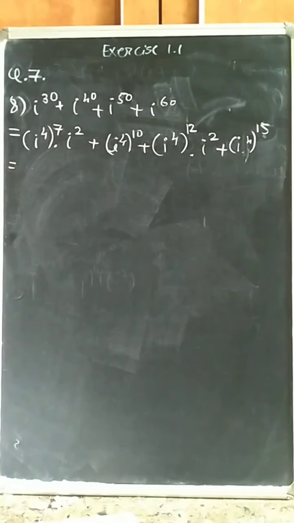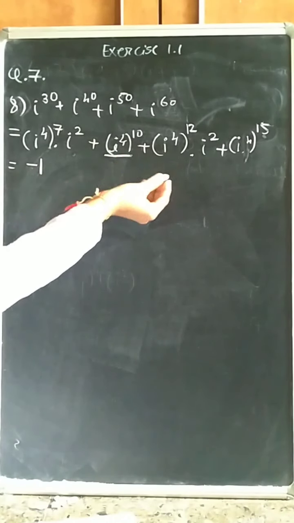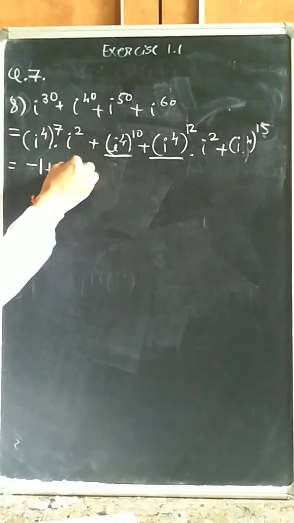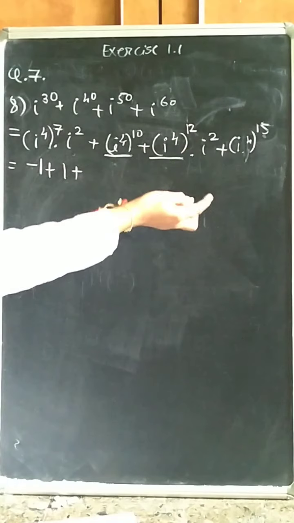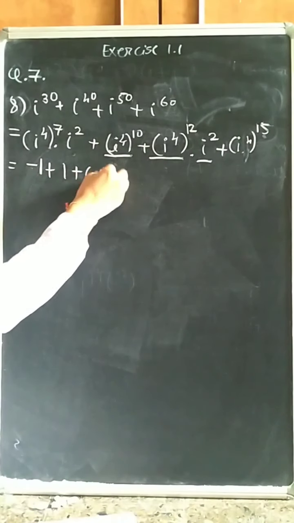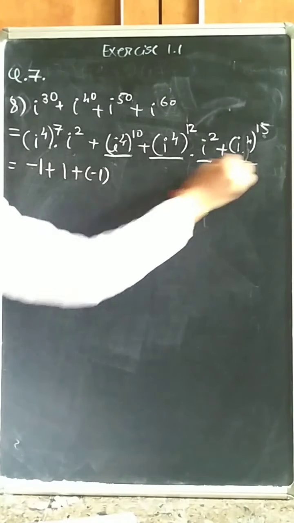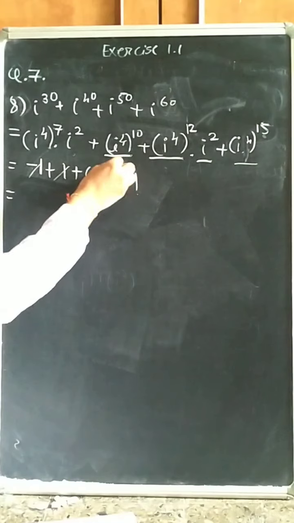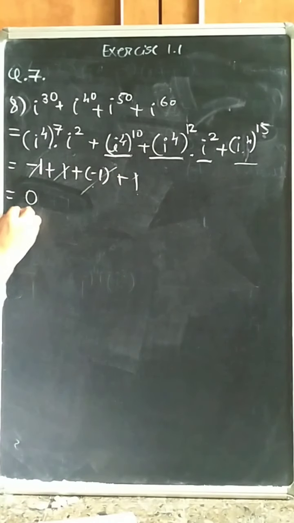i raised to 4 is 1, so 1 raised to 7 is 1. Now i square is minus 1, so here minus 1. Here also 1, so plus 1, plus i raised to 4 raised to 12 is 1 and i square is minus 1, and here again 1. So minus 1 plus 1, this will get cancelled. Minus 1 plus 1 get cancelled, so the answer is 0.